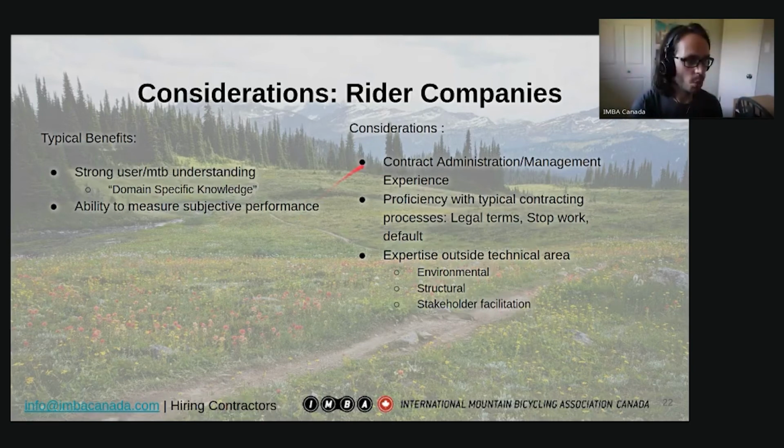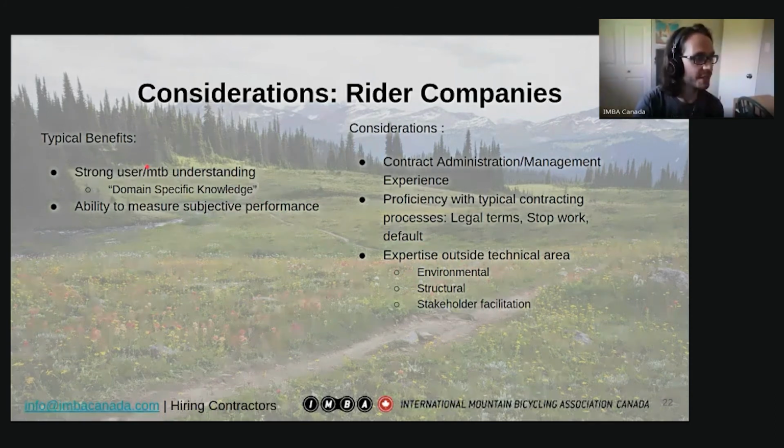That kind of stuff. With some things to consider, what is their experience in terms of contract administration or management? Do they have the skills, and do they have the position in order to accommodate significant changes along the way? Are they proficient with typical contracting procedures, legal terms, stop works, and defaults? These things can be scary when you're first learning it. And a lot of people who start off as rider-built companies, they start doing it and they learn by doing. So there can be a steep learning curve. And depending on the company that you're working with, they're at various levels of that learning curve.